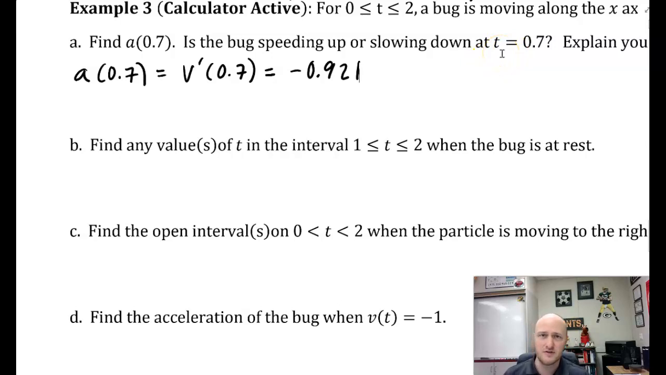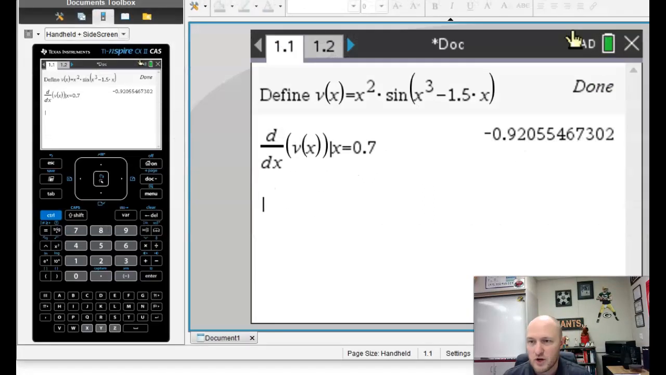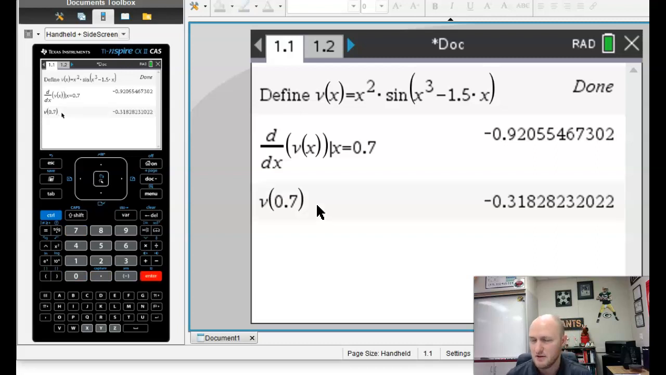Well, how do I know if the bug is speeding up or slowing down? Remember back to the first video, an object is speeding up if the sign values are exactly the same for acceleration and velocity, and slowing down if they are opposite. I know acceleration is negative, but what's velocity at 0.7? I can just take my function that I defined and ask, what is velocity at 0.7? And there is the value.